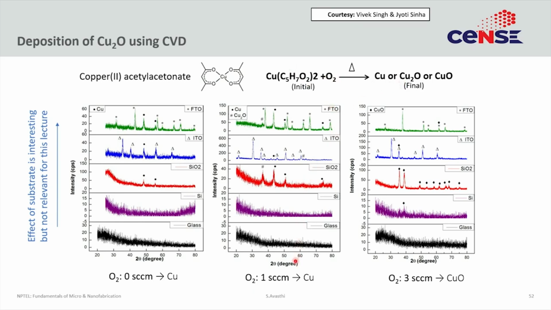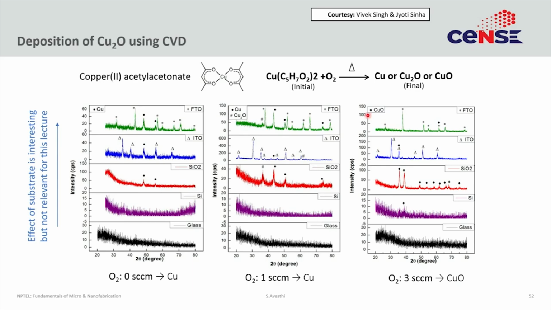So for certain concentration of oxygen, we start seeing a mixture of Cu2O and Cu. So you see these peaks which correspond to Cu, and this one peak which corresponds to Cu2O. And if we increase the oxygen even further, then we start forming the fully oxidized form CuO. So this is what the XRD looks like, where all these peaks correspond to CuO.